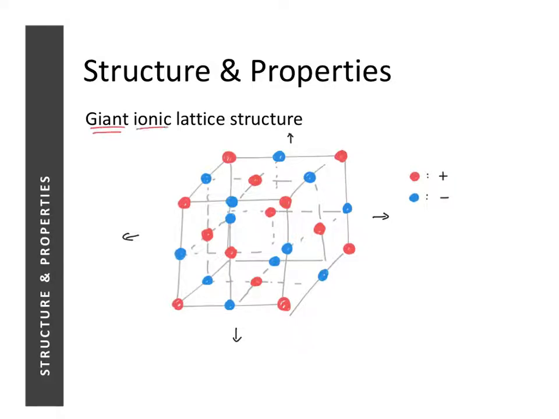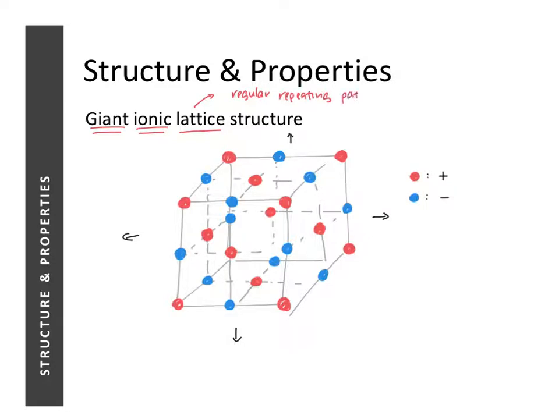Okay, why do we call it ionic? Because it is made up of positive and negative ions. And what does lattice mean? Lattice means a regular repeating pattern.